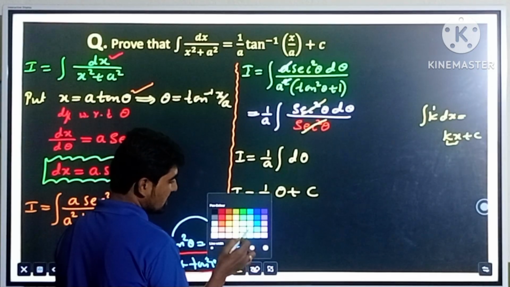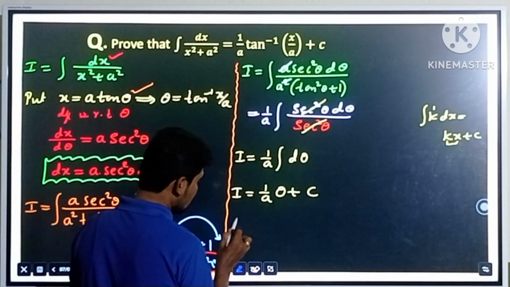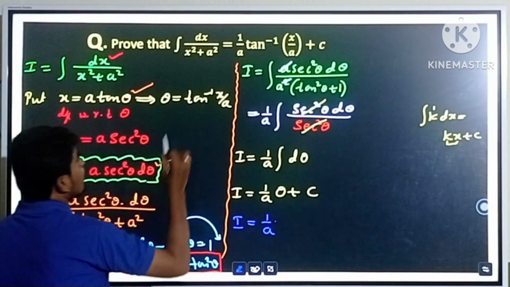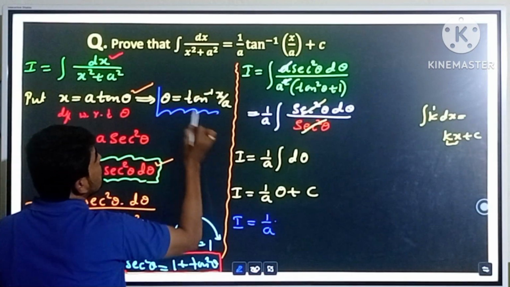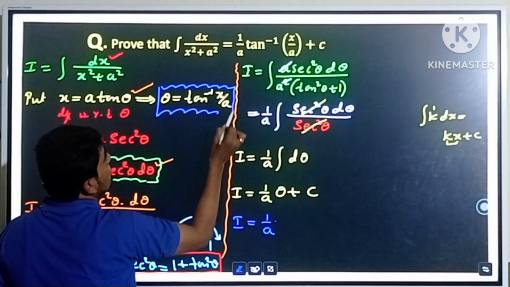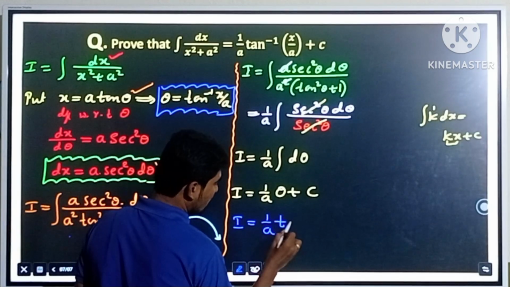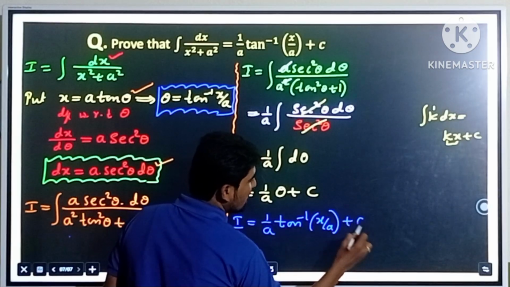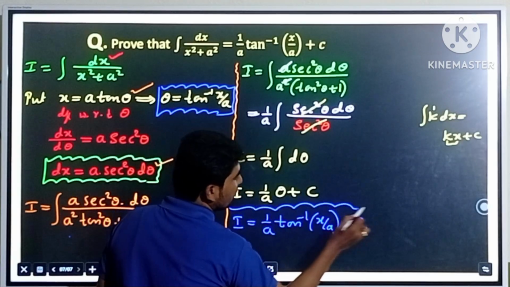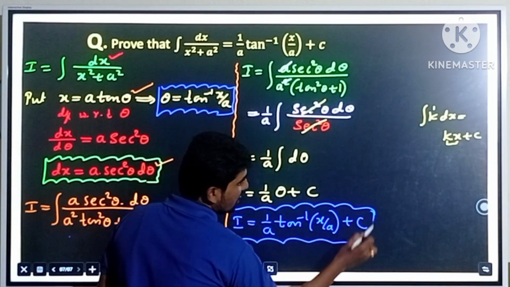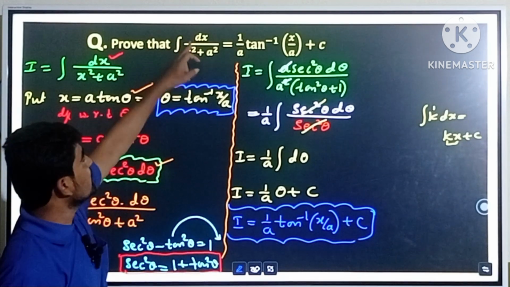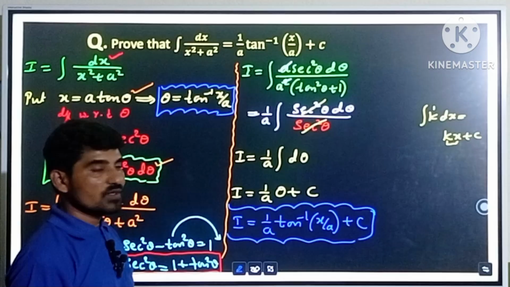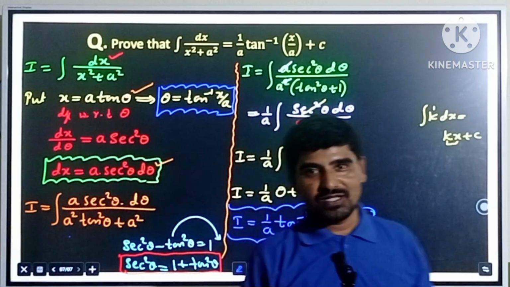So finally we got I is equal to 1 by a into, what is theta? Theta is equal to tan inverse of x by a. So 1 by a into tan inverse of x by a plus c, which is the required proof. So observe the given function here. Integration of dx divided by x square plus a square equals 1 by a tan inverse of x by a plus c. I hope all of you understood.